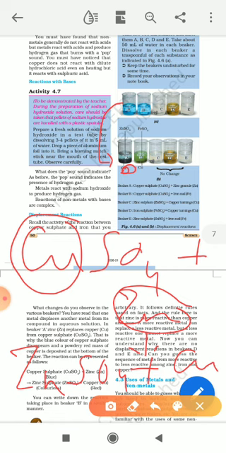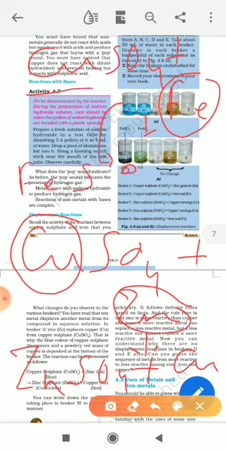In the second case, what happened? Copper sulfate plus iron. In the second case also you can see the change in color. Here also iron is more reactive than copper, so the product will be FeSO4 plus copper. That time also the copper is displaced by iron. So every time one thing is displaced by another thing, and that's why it is known as the displacement reaction.